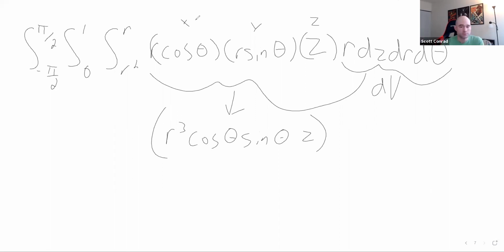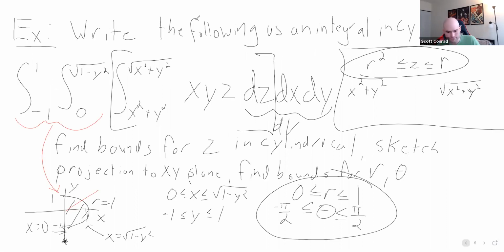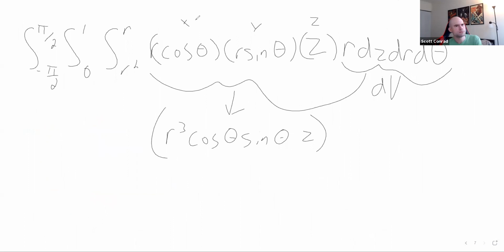But as always, the important thing is being able to get the bounds. That's always the hardest part and the most important part, right? So think of the bounds as finding the bounds for z, and then collapsing down to the xy plane, and then using polar to find r and theta. Okay. Any questions about this?